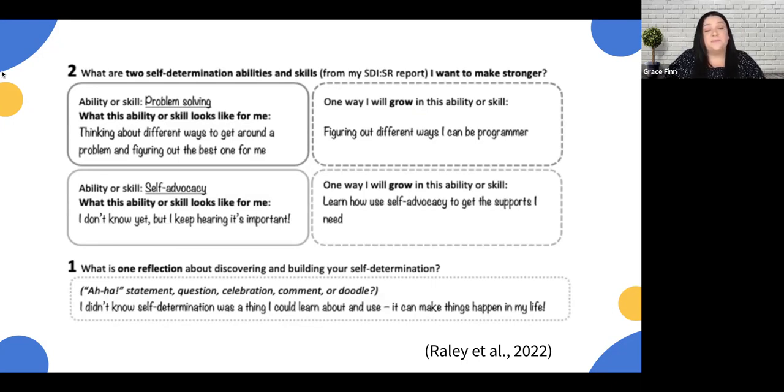And then lastly, the sheet has the student reflect. One reflection statement about discovering and building her self-determination. So she didn't know self-determination was a thing. Again, something new for her to learn about. And she knows now that it can make things happen in her life. So now she's going to use these self-determination skills to reach her goals.